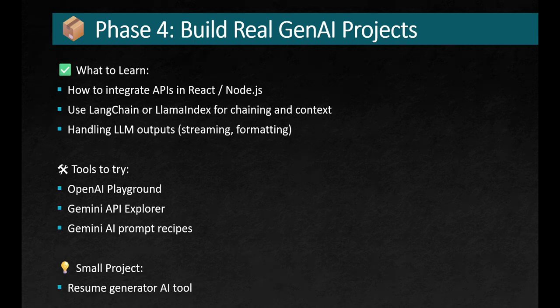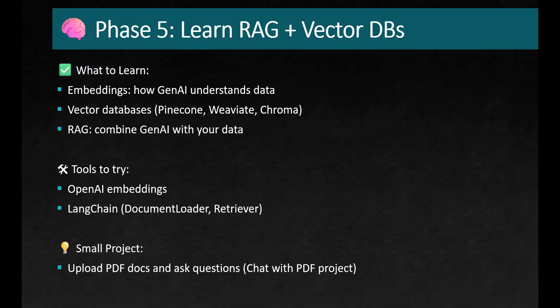more. The tools that you can use while creating those projects are OpenAI Playground or Gemini API Explorer. By using those, you can create small projects like a resume generator AI tool and a Q&A bot. So in that way, you can create a small project. This will help you understand how LLMs work behind the scenes and improve your integration skills with your app. The next phase is nothing but learn RAG and vector DBs.